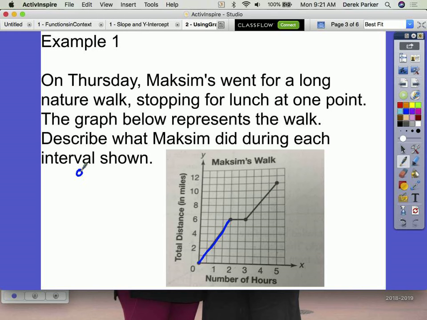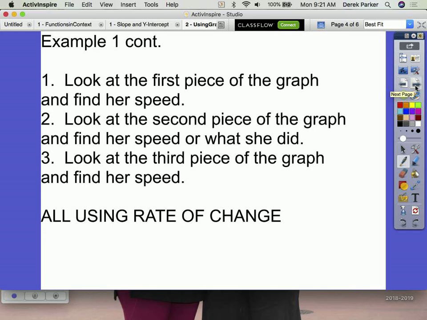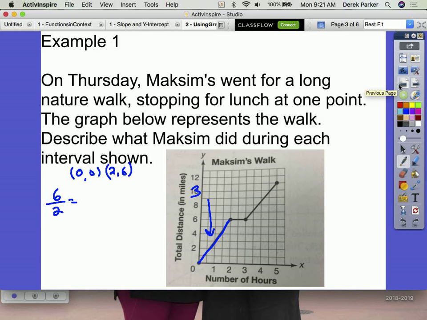So we started at 0, 0, and we ended at 2, 6. Plug that into the formula, and I get 6 over 2. So our rate of change here is 3. Look at the second piece of the graph and find her speed. Okay? I'm going to change colors to make it a little easier. From here to here, 0. We didn't do anything. She stopped for lunch.